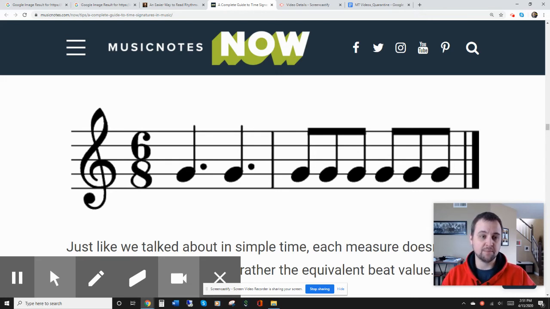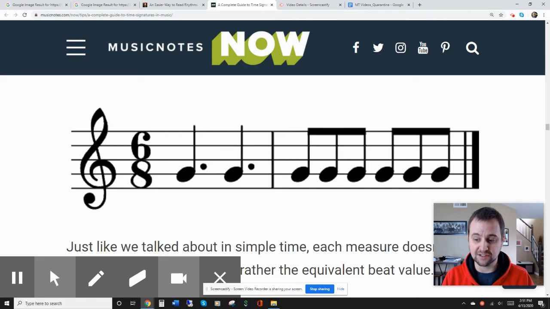So in this example, this image coming to you from musicnotesnow.com, it shows us 2 examples, 2 measures rather, of 6/8 time, one with 2 dotted quarter notes and another measure with 6 8th notes. So those dotted quarter notes would be their own beat, because those are long notes. Those are the big beats in those measures. 1, 2. They sound just like regular quarter notes.